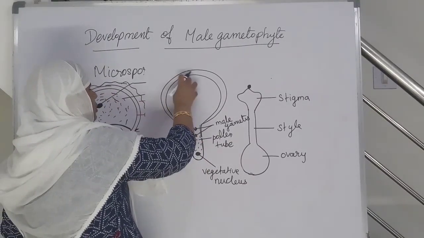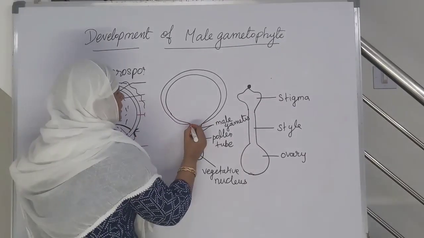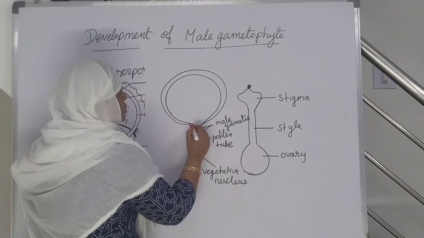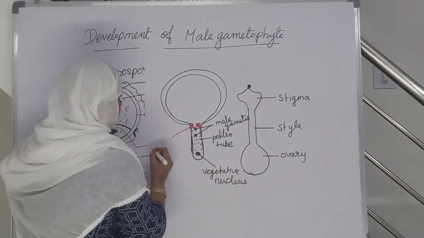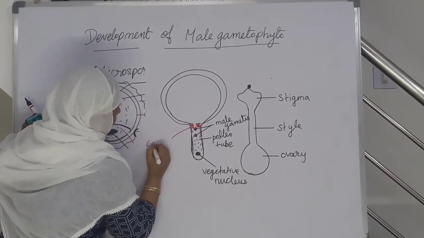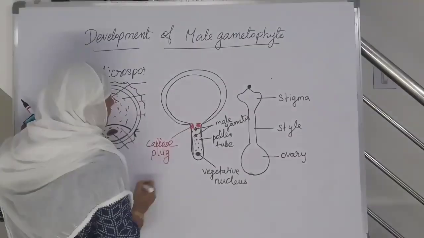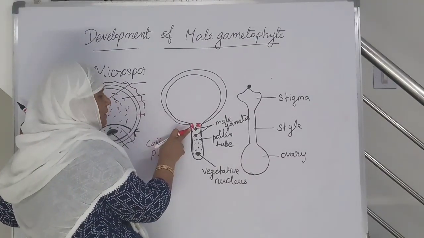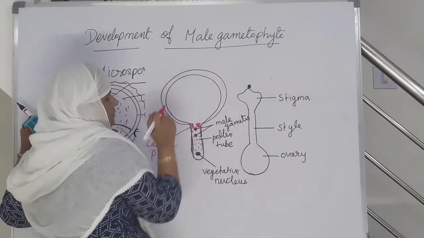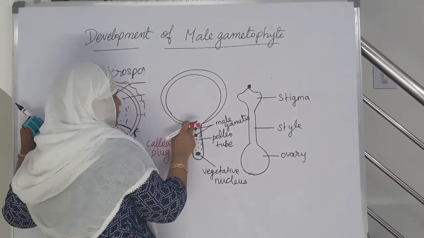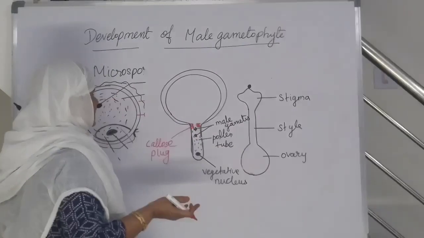After the content of this pollen grain enters into the pollen tube, what may happen? Here a callose plug will be formed. What is the purpose of this callose plug? It prevents the backflow of the substances into this region. So that is why the callose plug is present here. Now you might have understood, students.